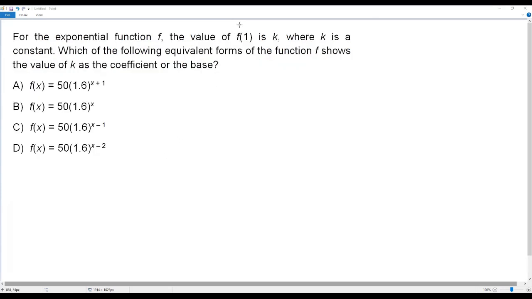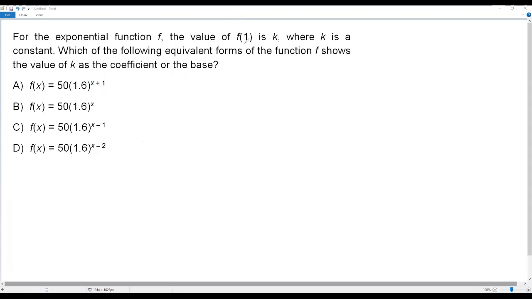For the exponential function f, the value of f of 1 is k, where k is a constant. Which of the following equivalent forms of the function f shows the value of k as a coefficient or the base? Okay, in the given answer choices, I have to find the function f of x where the value of k is shown as a coefficient or the base. Okay, how do we get the value of k?